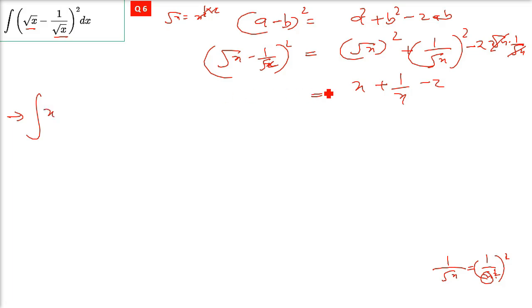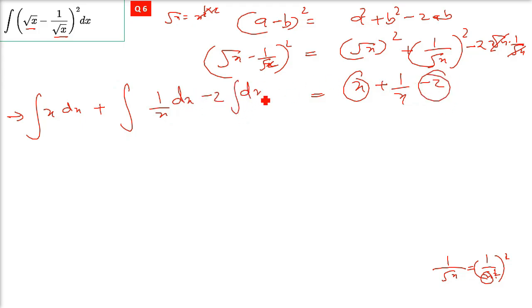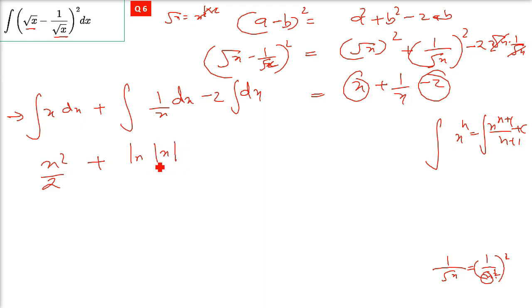So what do you get here? Integration of x dx plus integration of 1 by x dx, then minus 2 integration of dx. So integration of x to the power n, as we have been discussing a lot, is x to the power n plus 1 by n plus 1. No integration sign please, there is a slight thing which you need to change. Once you write the formula result, no integration sign then. So integration of x is x square by 2, 1 by x is ln x, log base e modulus of x, minus 2 integration of dx is simply x, and then the constant of integration capital C.